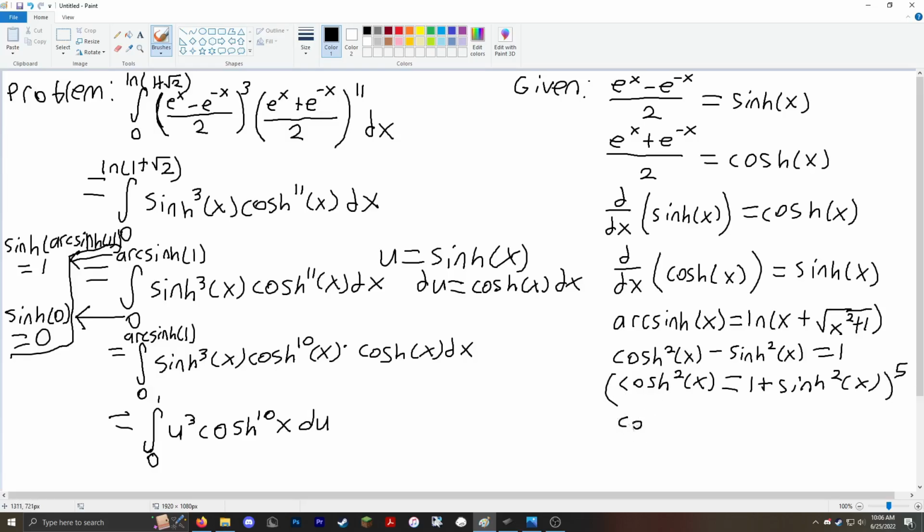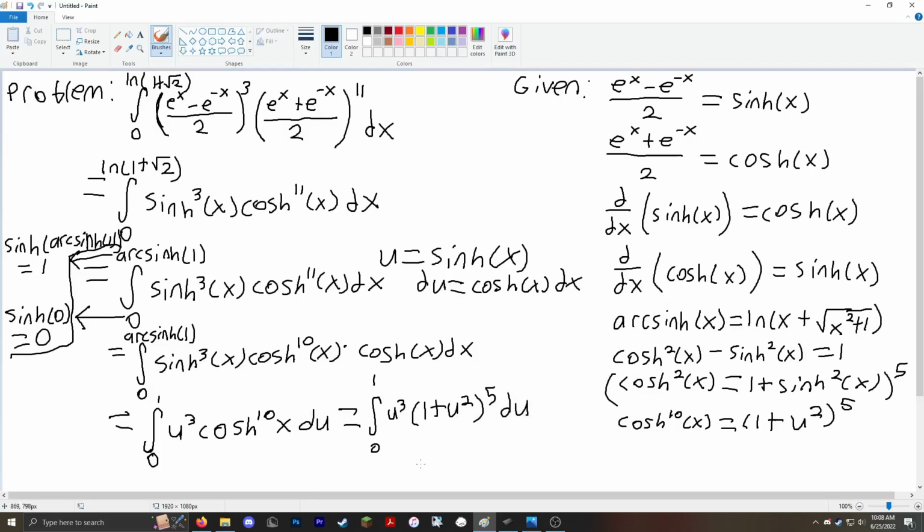So that will give us cosh^10 of x equals 1 plus, oh, and remember, sinh is u over here. So we can rewrite it as 1 plus u squared to the 5th. And then would you look at that? Now we have it in terms of u: the integral from 0 to 1 of u cubed times (1 plus u squared) to the 5th du.